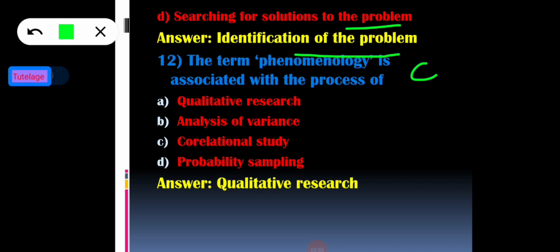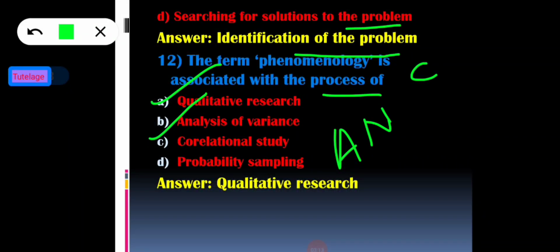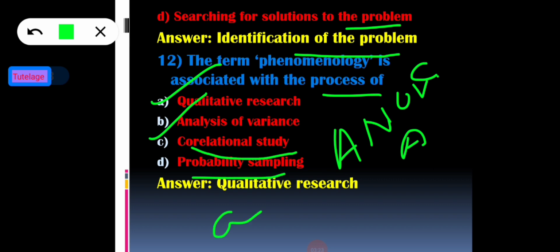So now going to the last question of this session, that is question number 12. So, the term phenomenology is associated with the process of qualitative research, analysis of variance, that means ANOVA, correlational study and the probability sampling. Obviously, option number A, qualitative research, is the correct answer for this particular question, and the term phenomenology is associated with the process of qualitative research.